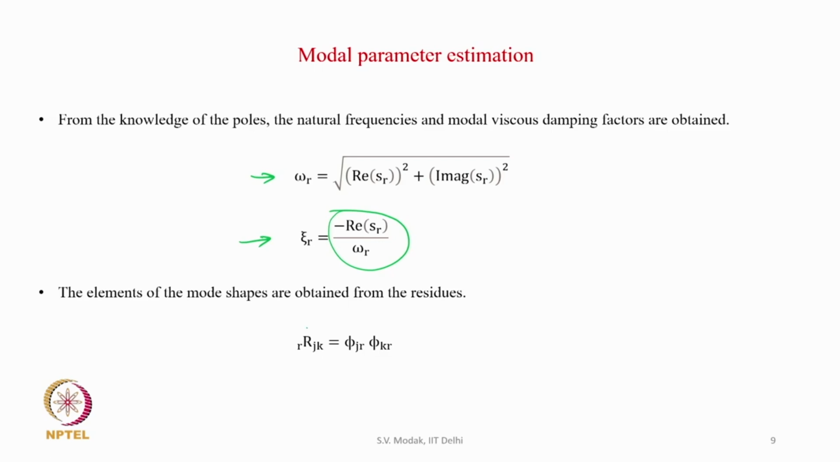in this expression we know the residue, we have already found the residues, right, and now we can determine the elements of the mode shape by following the procedure which we studied in the peak picking method. We studied there that once we know the modal constants, how do you find the elements of the mode shape. So, that procedure can also be used here to find the elements of the mode shapes, and that way we can get the complete mode shape vector.